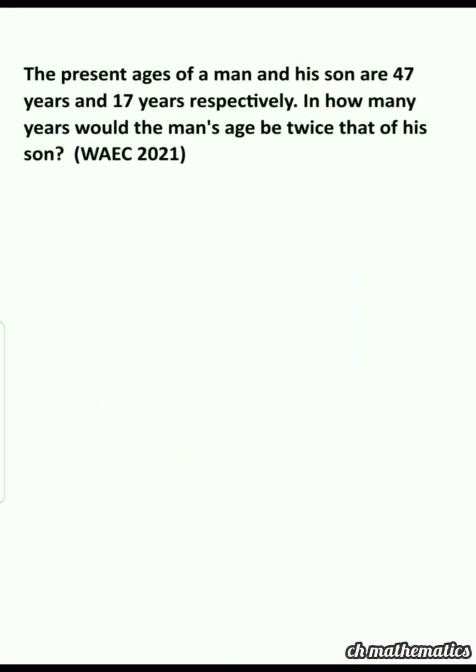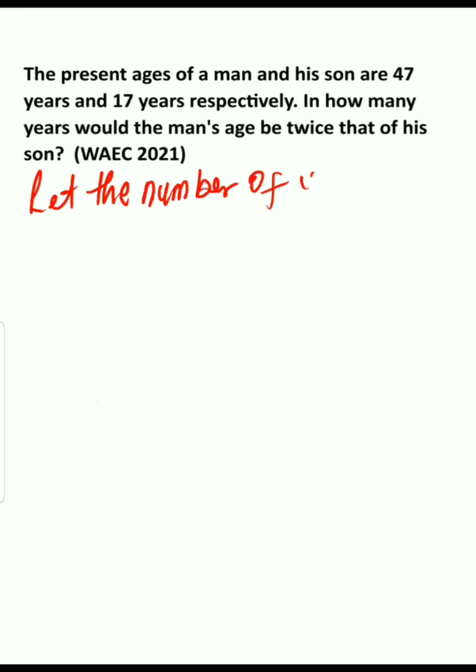The present age of a man and a son are 47 years and 17 years respectively. In how many years would the man's age be twice that of his son? In how many years? That's the problem. The problem is in how many years would a man's age be twice that of his son? So we can always start by saying, let the number of years be n.